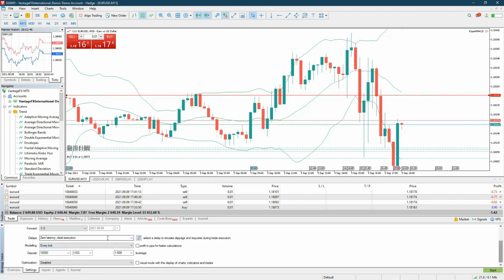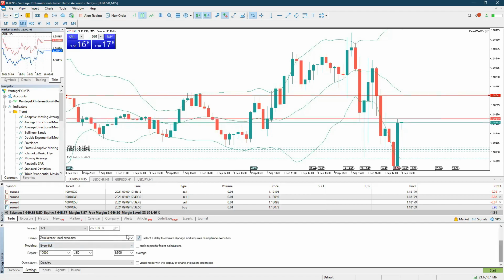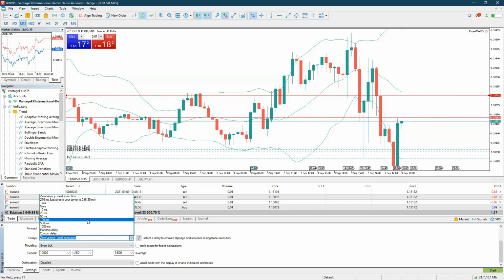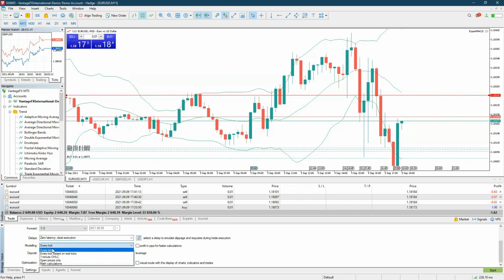The delays, often you don't have to use this, but it tries to simulate how bad the network or the internet is throughout that period. So it's kind of delaying your orders from actually being taken, instead of taking them instantly. In real life situations, you may actually have bad internet and all that. Then your modeling style: every tick or 1 minute, however you want to do it.